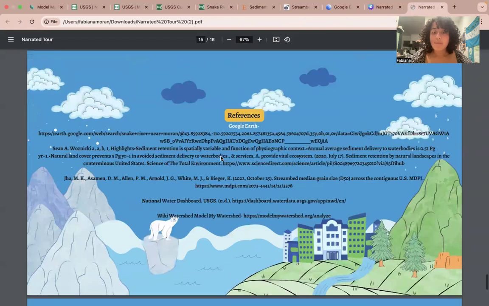So here are my references. I used Google Earth. I used two different scientific papers, one for understanding my sediment input and the other for calculating my grain size. I also used the USGS National Dashboard and model my watershed.